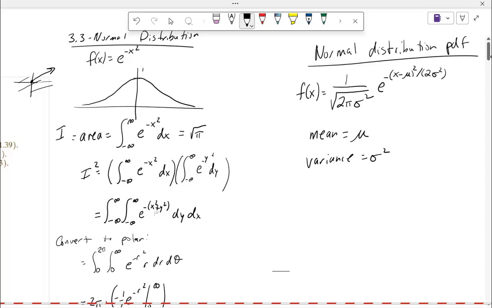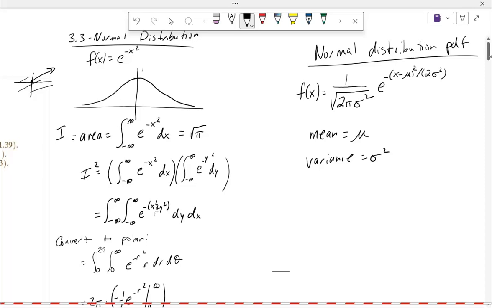Yes. The mu is not squared, it's x minus mu quantity squared. Formula for finding the variance? Maybe this one. The formula for finding the variance of a distribution would be the expected value of x minus mu squared. Yeah, it's the expected value of that.